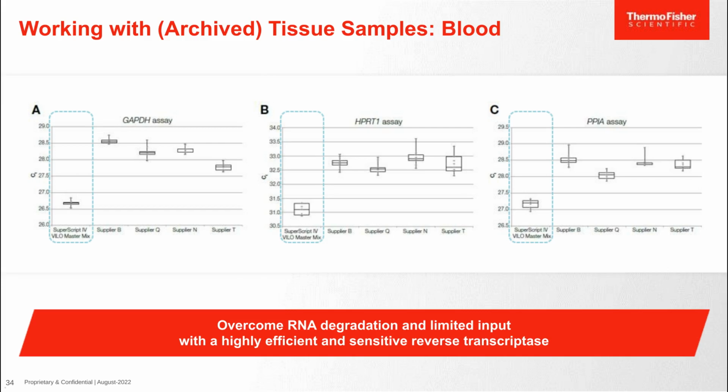Shown again with this example, our highly effective SuperScript IV VILO Master Mix, which is highlighted in the dashed line ovals, is making a difference. This enzyme is generating not only lower CT values, but also less variation.